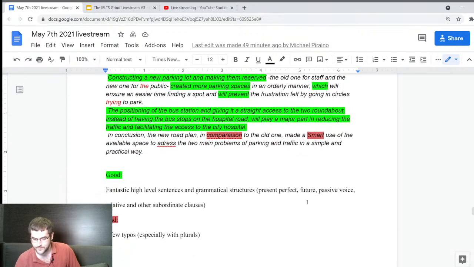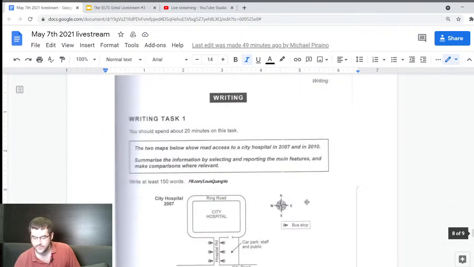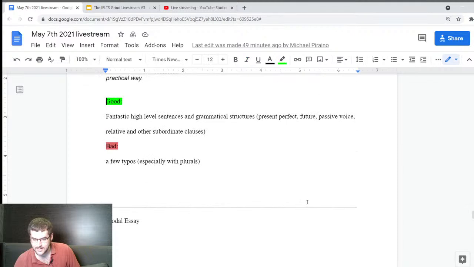All right. So, fantastic high-level sentences and grammar structure. Present perfect, future, passive voice, relative, and other subordinate clauses. Bad, a few typos, especially with plurals. Fix that problem if you can.